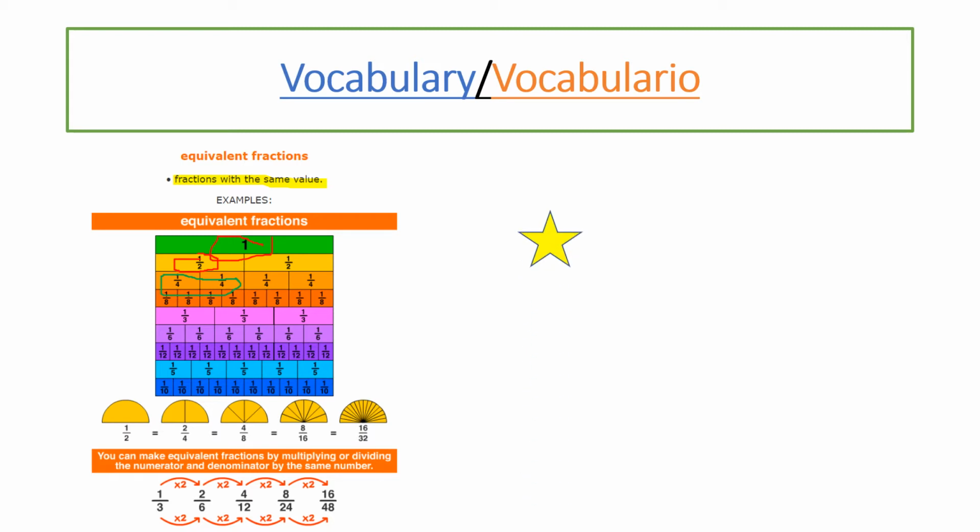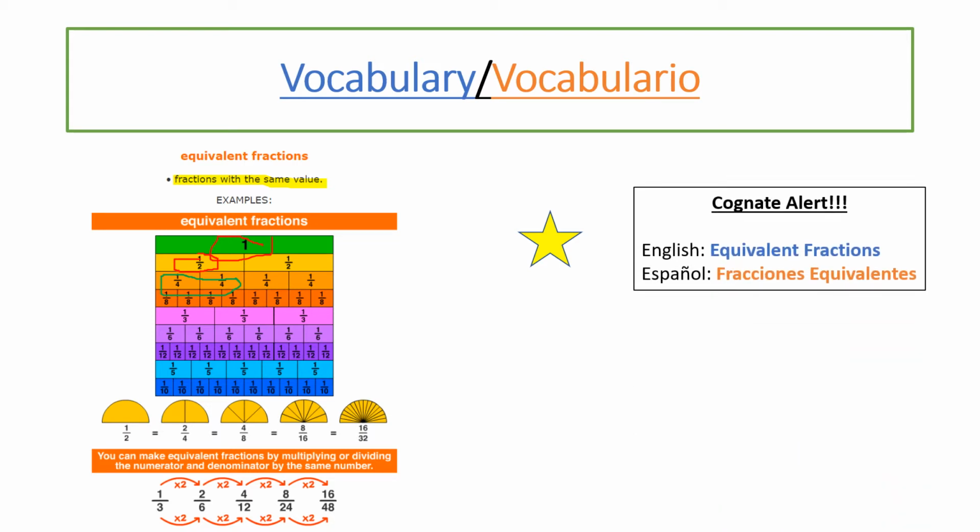I don't know if you all know this, but when you see that star appear on the screen, that means it's a cognate alert. So in English, we have our text in blue, and in Espanol, we have our text in orange. The way we say equivalent fractions in English is equivalent fractions. The way we say it in Espanol is fracciones equivalentes. Remember, cognates look similar and sound similar.